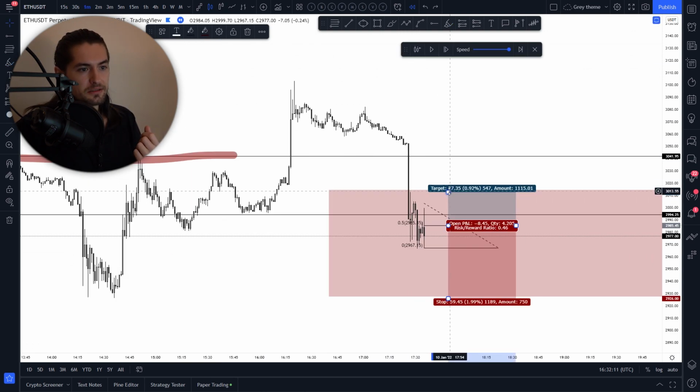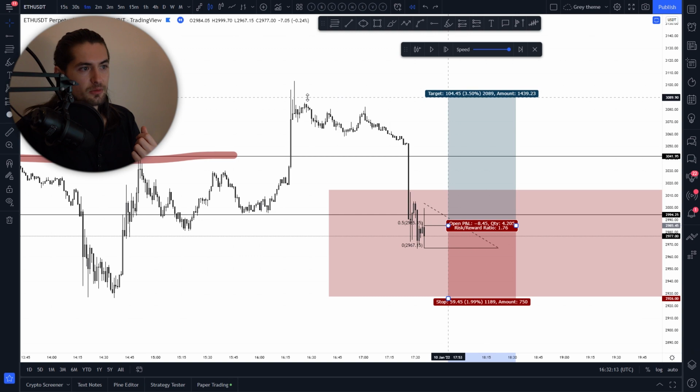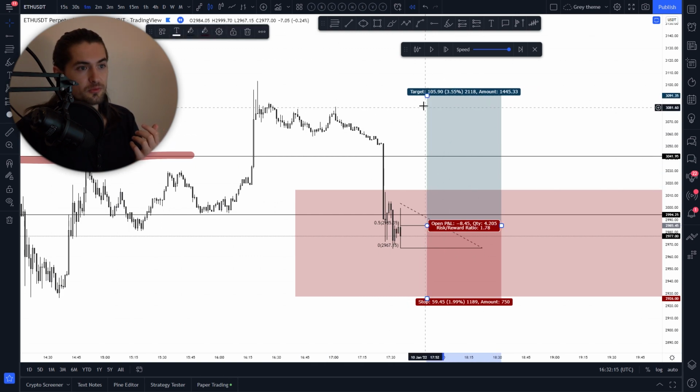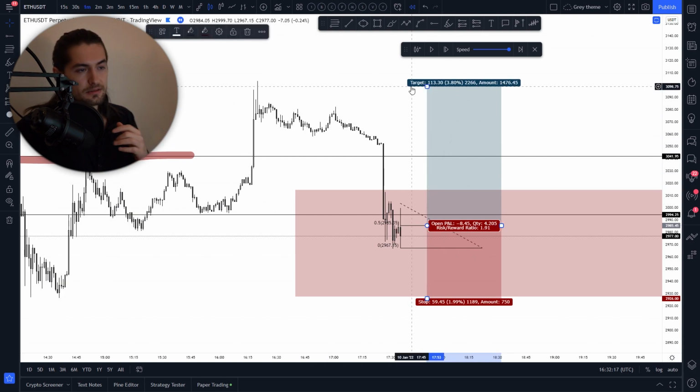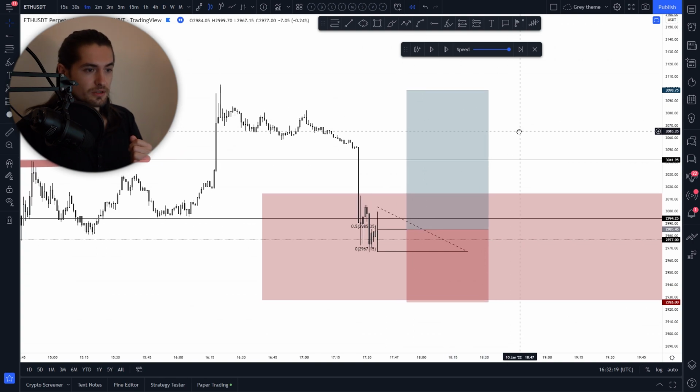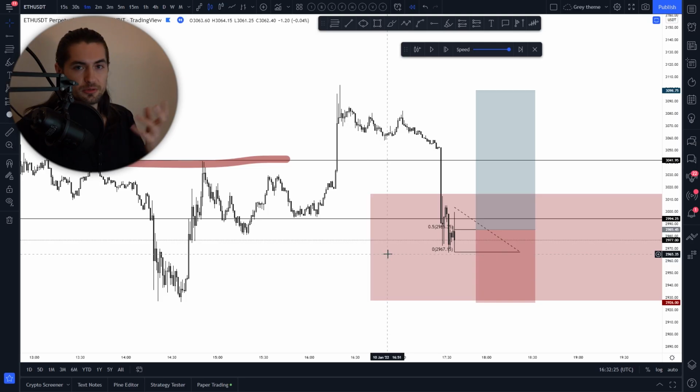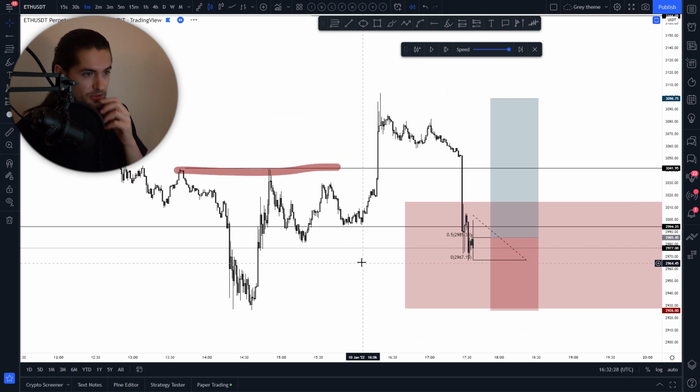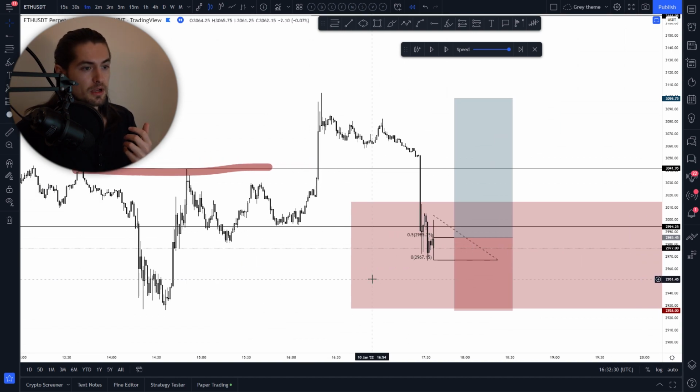And because I like to take partials, I will take a partial anywhere around this zone, which to be fair is 1.8 or maybe 1.9, 2 times risk reward ratio, just in case you don't feel comfortable. But to be fair, as you saw, I didn't take any partials because I felt really comfortable and really confident about my projection and the trade.